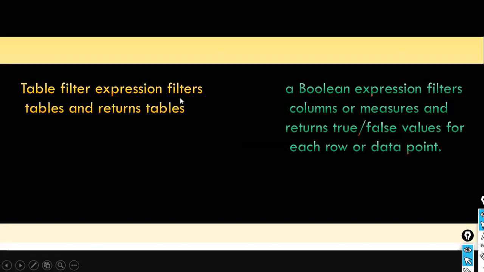The table filter expression, the filter function, returns a table. It filters a table and returns the table. The Boolean expression filters the columns or measures and returns true or false values for each row or data point. Boolean expression filters columns. Country equal to, the column is country. In the previous example, country equal to United States. Measures, can we filter with a Boolean?